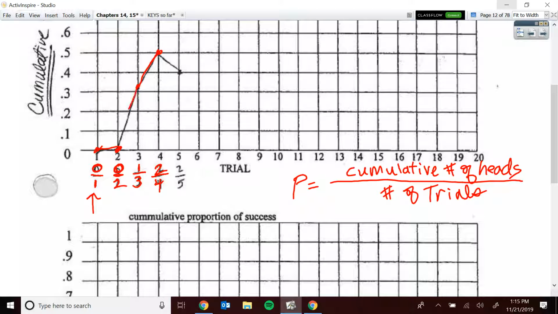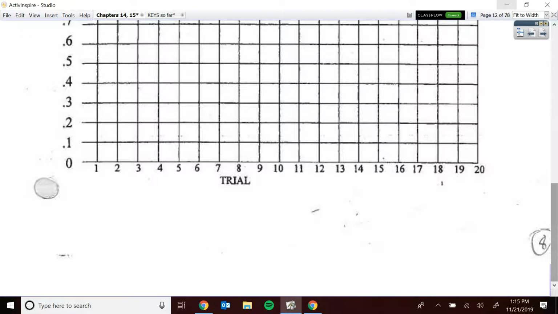And so on. What I want you to do is the same thing down here. You're going to get a running total of your number of heads and do 20 trials and see where you land up. You only get 5 minutes. Actually, let's try to do it in 4 minutes. So hustle, go.